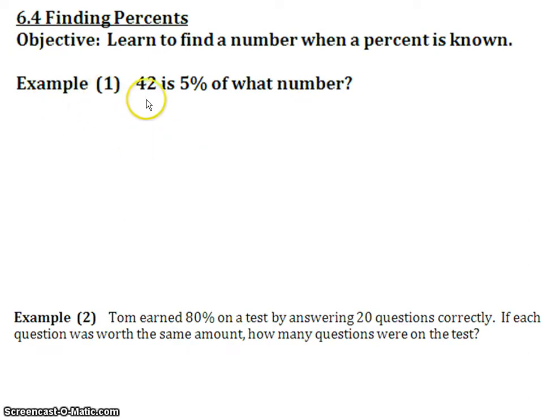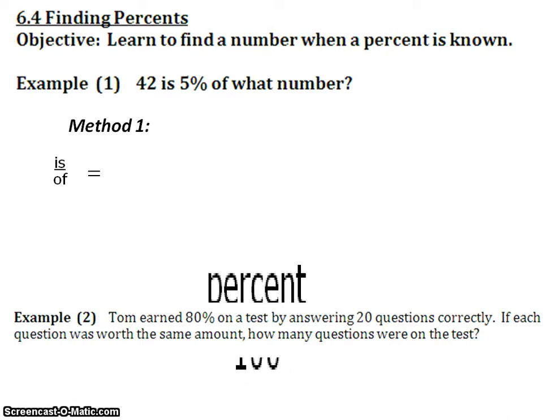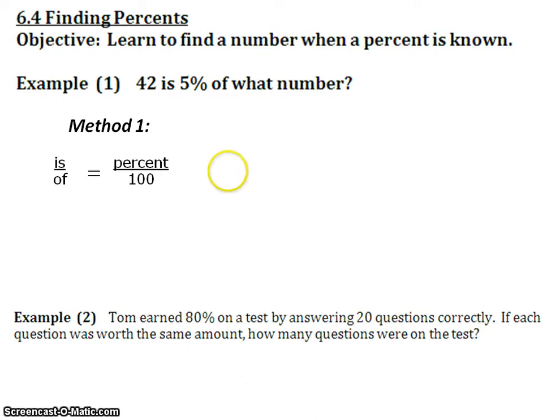Now back to example 1. 42 is 5% of what number? With method 1, we're going to use the ratio of is over of, set up a proportion to percent over 100. We're going to fill in our unknowns into the proportion.